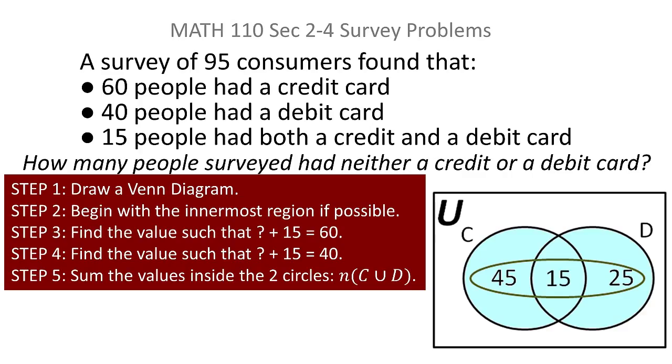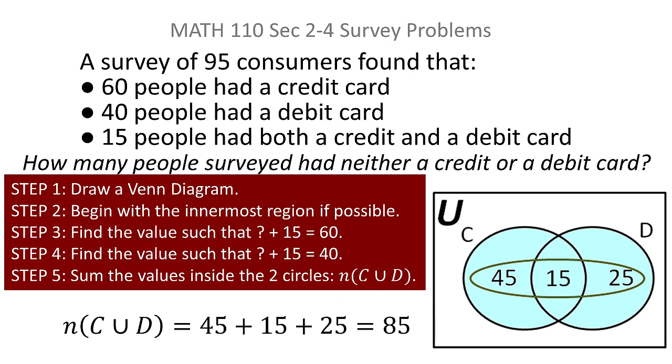And lastly, I want to find out how many people don't have either one. So what I need to do is figure out how many have one or the other. So I want to add 45, 15, and 25, and that's really just the number of elements in the union of those two sets. So the number of elements in the union of those two sets is 45 plus 15 plus 25. In other words, I'm just adding these three numbers. So there are 85 consumers that have either a credit card, debit card, or both. But remember, there were 95 consumers in all.